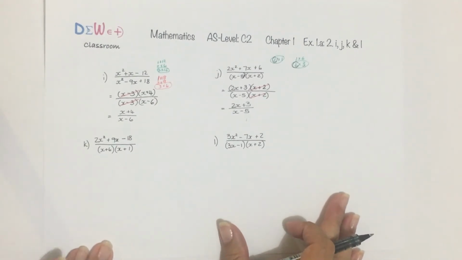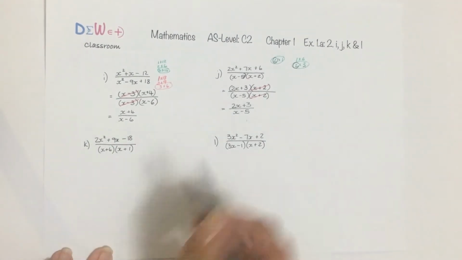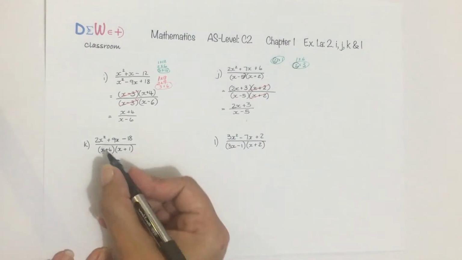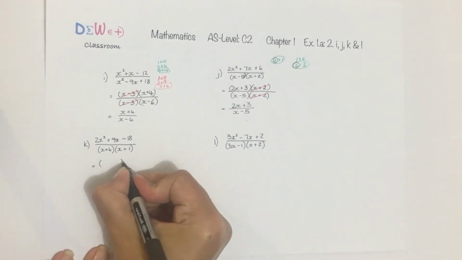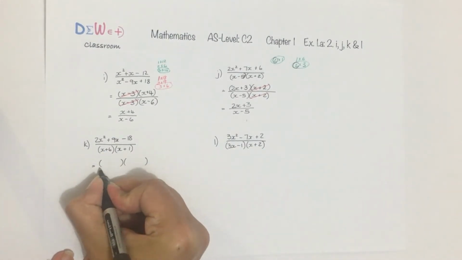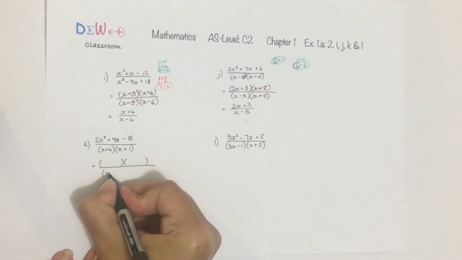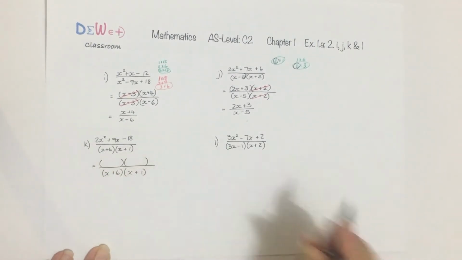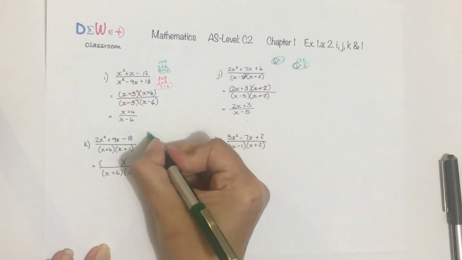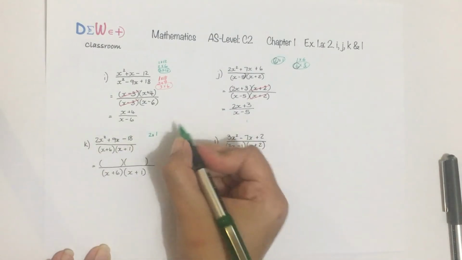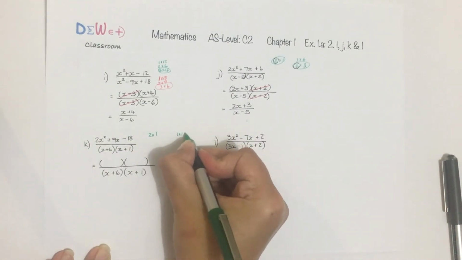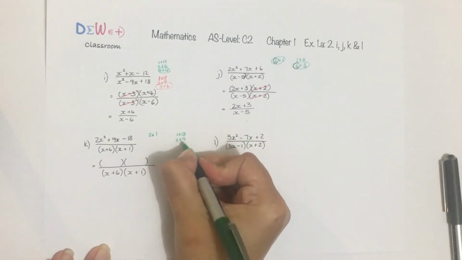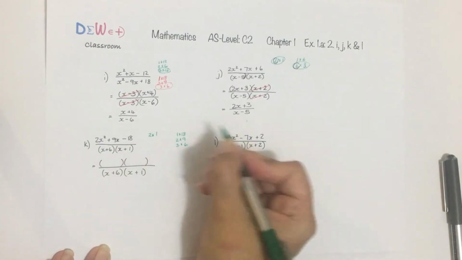Moving on to number K, a similar situation to what we had in number J. We're going to have to factorize it into two brackets. The brackets at the bottom will stay exactly the same. And we need to look at the factors. We've got 2 times 1 for 2, and for 18 we've got 1 times 18, 2 times 9, 3 times 6.